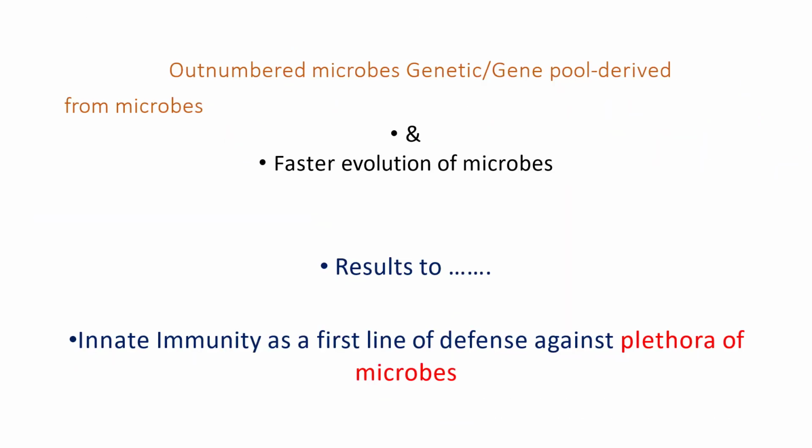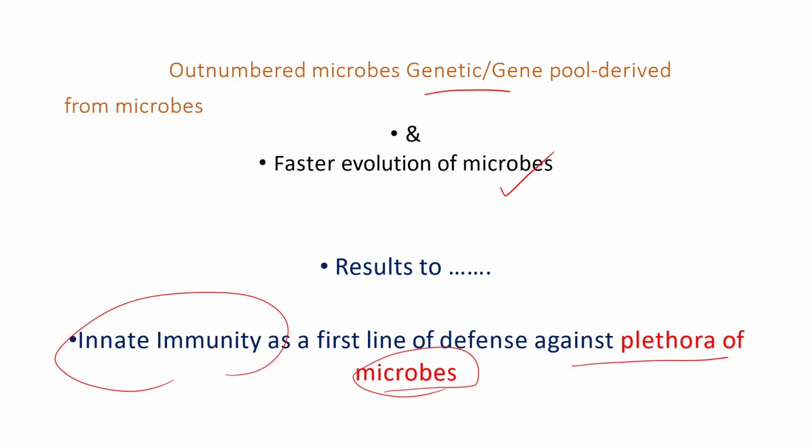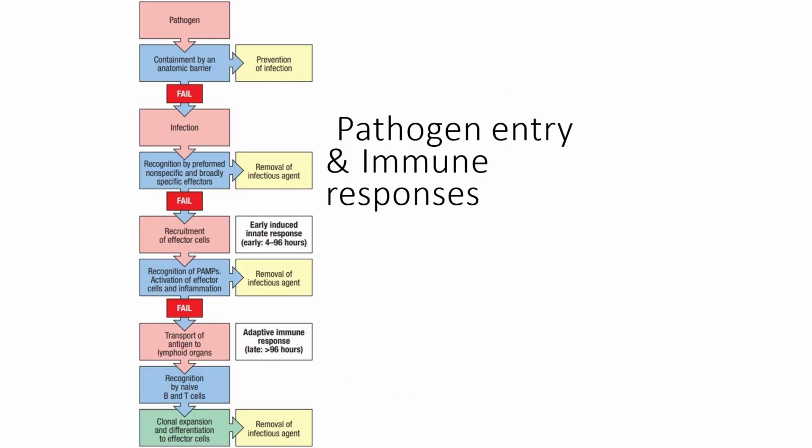So what is happening? We have so many outnumbered microbes, and the gene pool derived from the microbes leads to faster evolution of the microbes in the body. In the same way, we also have multiple innate immunity mechanisms as a first line of defense against the plethora of microbes. How it is happening, we are going to see one by one.